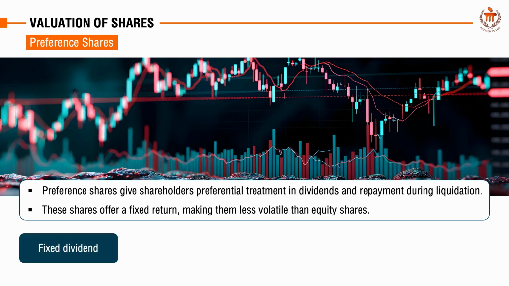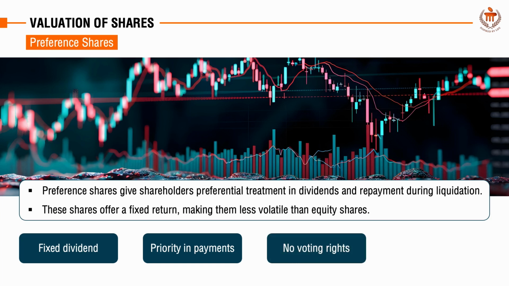First is fixed dividends, which makes them a predictable source of income. Secondly, preference shares get priority in payments. This means they are paid before equity shareholders, be it in the case of dividends or in the event of liquidation. Also, unlike equity shares, preference shares generally do not provide voting rights, limiting their influence on the company's decisions. Lastly, preference shares are considered less risky compared to equity shares due to the fixed dividend and priority in payments.